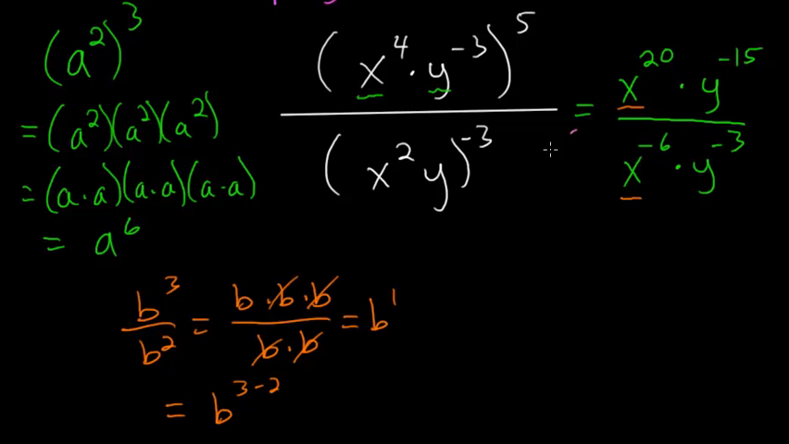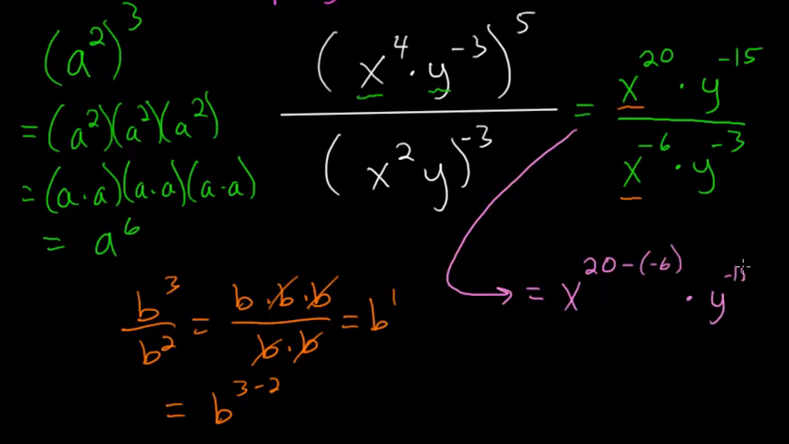So again, applying that rule to our problem, for the x terms, x to the 20th divided by x to the minus 6 is just x to the 20 minus that negative 6, multiplied by y to the minus 15 minus negative 3, which is just plus 3. Then simplifying, 20 minus negative 6, or 20 plus 6, is x to the 26th power, multiplied by y to the minus 15 plus 3, or y to the negative 12.